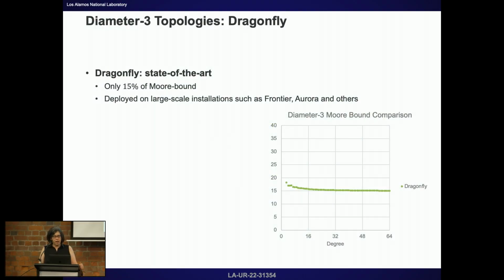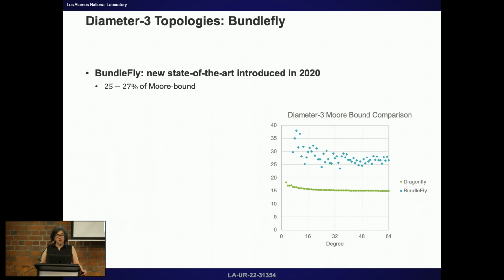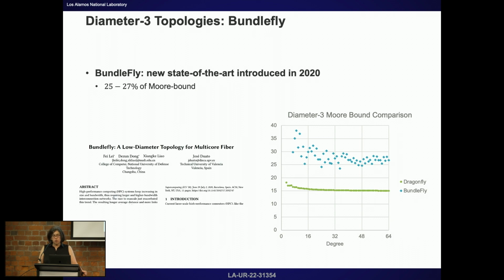Here's your Dragonfly topology, and its Moore bound comparison is in the 15% range. It's not great. Number of nodes. Here's Bundlefly, and this was just introduced a couple of years ago, and it's 25 to 27% of the Moore bound, and that's pretty good.